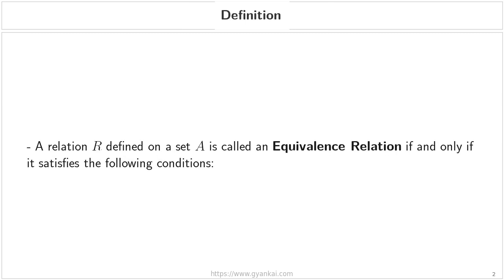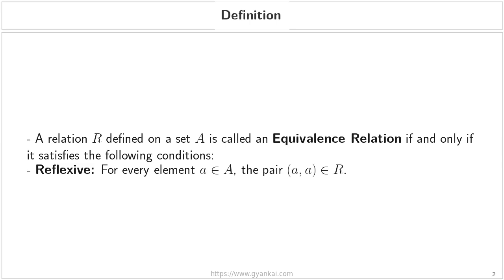Definition. Now that we have introduced the three fundamental properties, let's move on to the formal definition. A relation, which we will call R, defined on a set A, is known as an equivalence relation if and only if it satisfies three specific conditions. First, the relation must be reflexive. This means that for every single element a belonging to set A, the pair (a, a) must be an element of the relation R. In other words, every element must be related to itself.